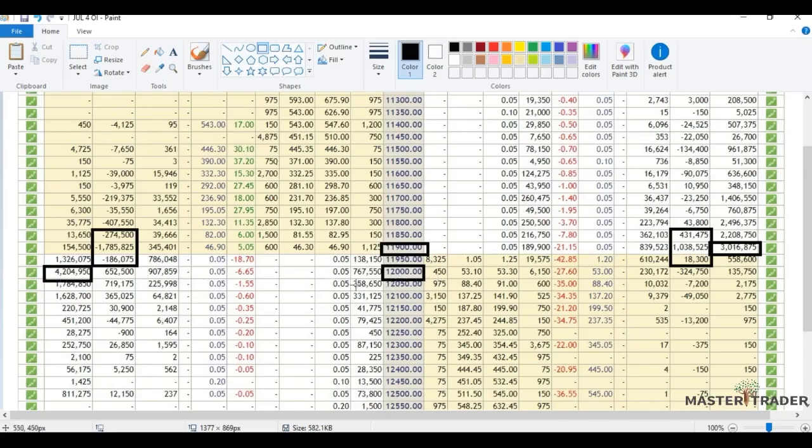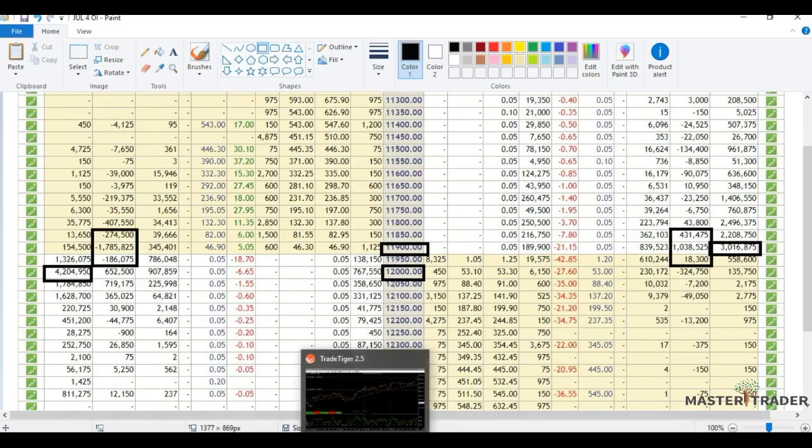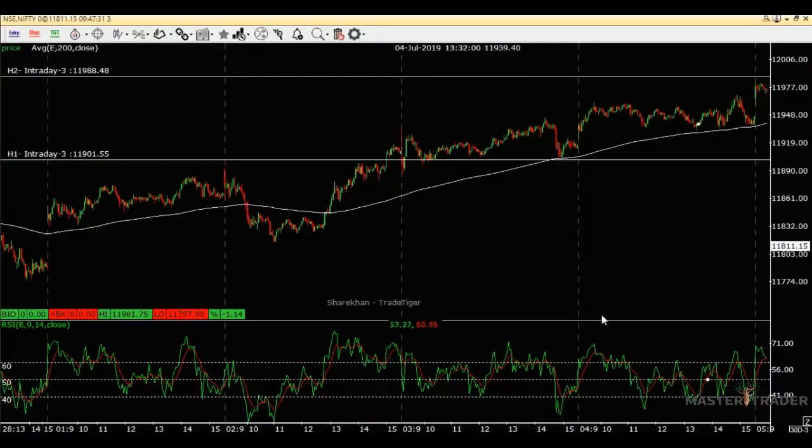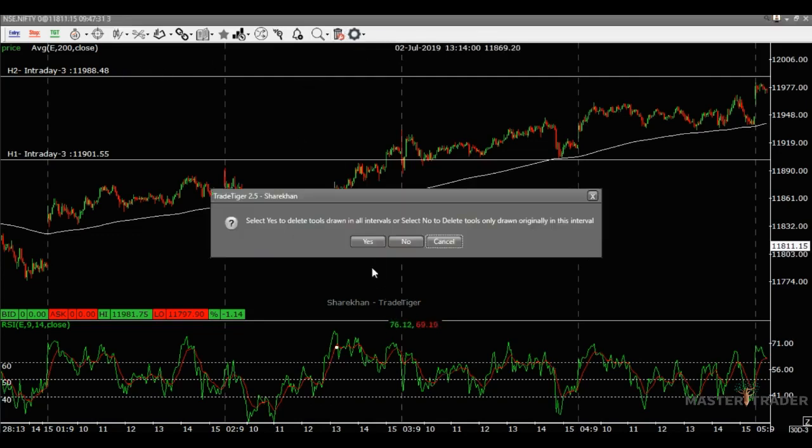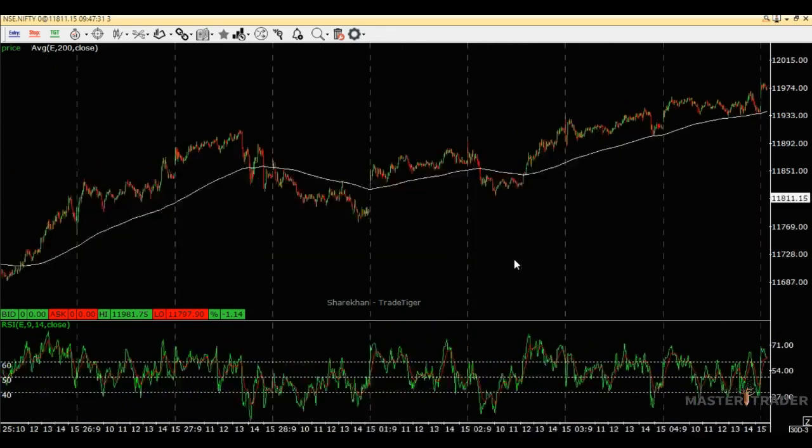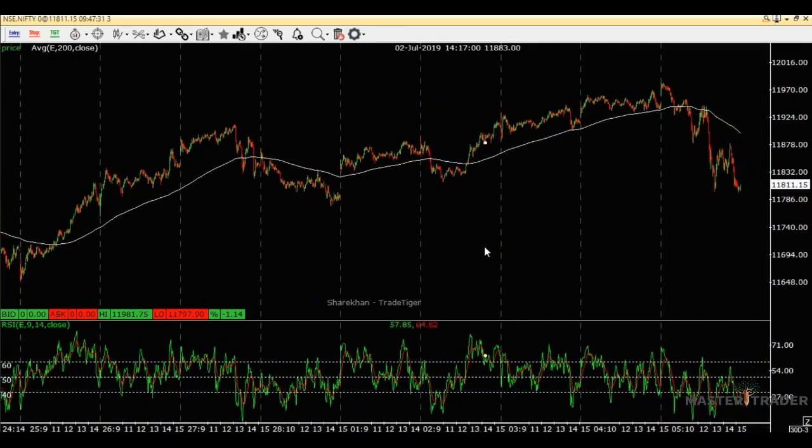So this data is telling me that price does not want to cross 12,000. So now let's look at the charts. We saw that 12,000 on the data is a strong resistance.